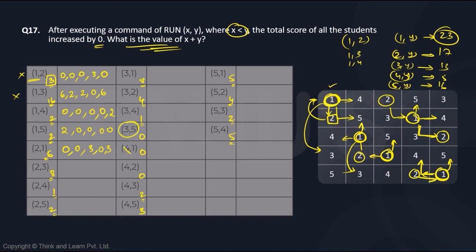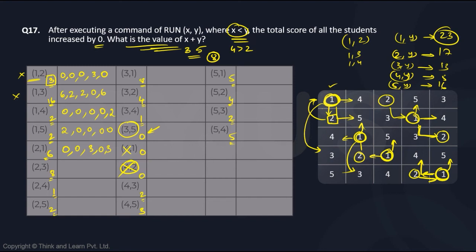4 comma 1 is also 0, but this is ruled out. Why is it ruled out? Because x should be less than y. 4 comma 1 is not like that. Similarly, 4 comma 2 is also ruled out because here 4 is greater than 2. So only one 0 value is there. So x is 3, y has to be 5. So this will give you a total of 8.